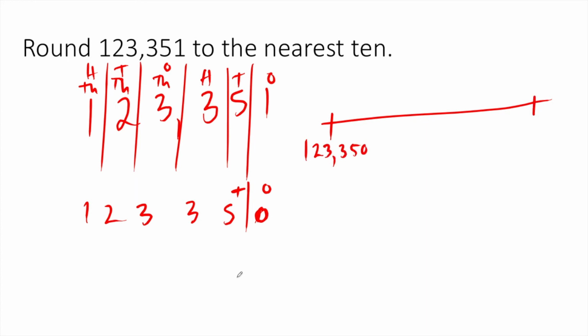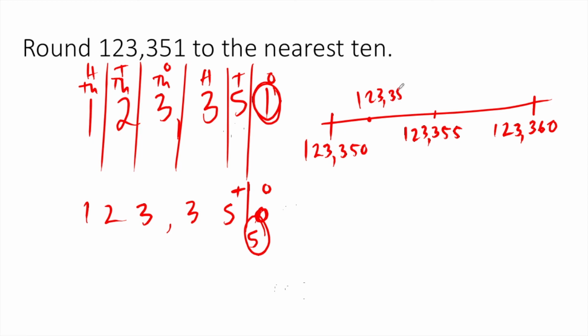What's the next 10? This is 123,350. What's the next 10 up? Up from 50 would be 60. So we do 123,360. Now we know our halfway mark is just that first smallest place over. So the halfway is 123,355. Since my number is less than 5, it's over here. It's closer to this side. So it rounds to this number.